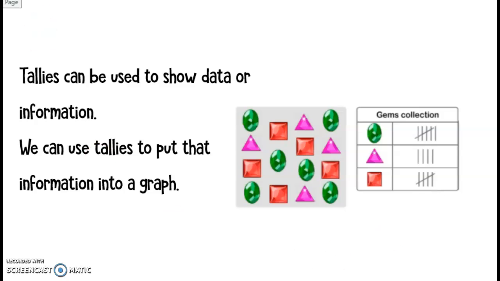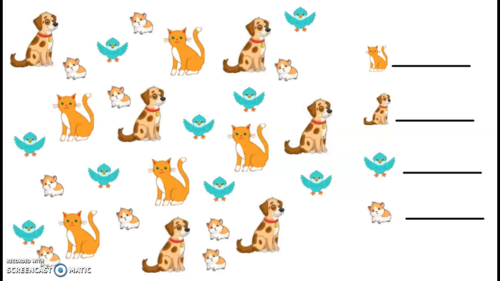Let's try doing one ourselves. Here I have a set of pets. Now, if I want to turn this information here into a tally chart or a tally graph, I need to count how many I have of each animal. In order to keep track, it's easiest if I cross them out as I count them, so I don't accidentally count one animal twice or miss one. So I'm going to get my pen here and I'm going to count out.